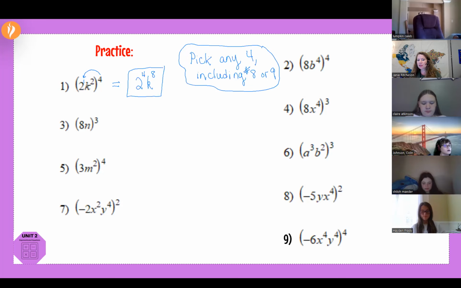Number 3 should be 8 to the third into the third. Good, Colton. Colin, I think yours were all right as well. Good, Hayden.